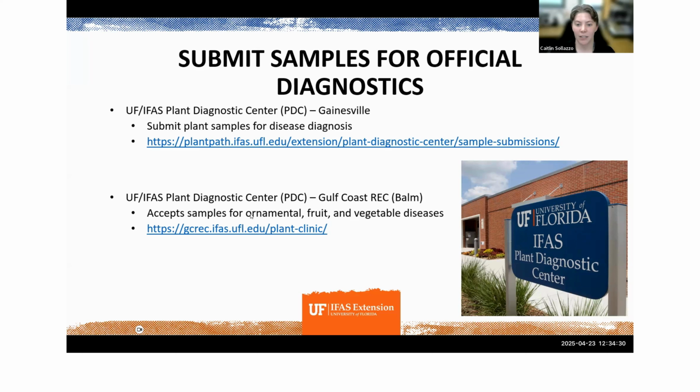And the benefit of this is you can drive and drop it off. So if you have a larger sample and you don't want to pay shipping fees to send it to Gainesville, it's just like a 40-minute drive, drop it off at the one at the Gulf Coast Research and Education Center.